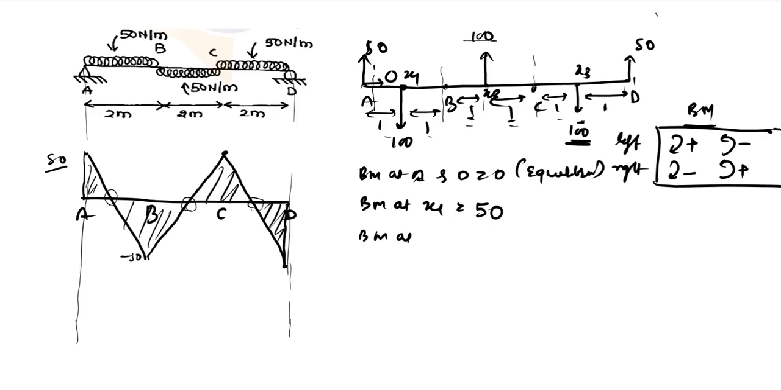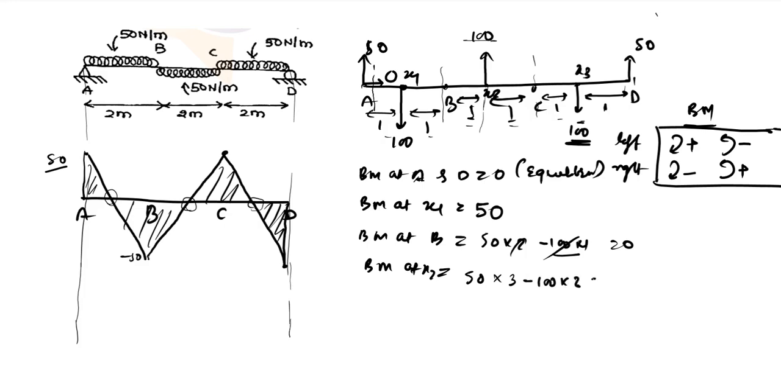So the bending moment at B, let us calculate. We have 50 into 2 minus 100 into 1, which will be 0. Again, we are considering left side forces, so that 100 force was producing an anti-clockwise moment, and that is why we are giving it a negative sign. Let us calculate the bending moment at x2 now. Again considering forces on the left side, we have 50 into 3 minus 100 into 2, so it will again give you 50 as the bending moment.